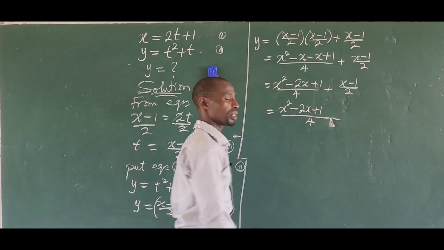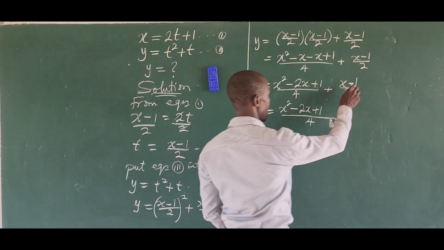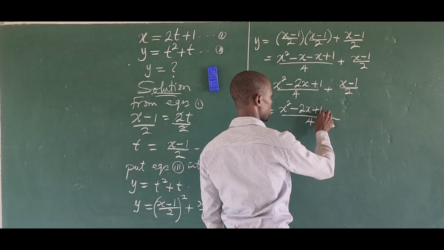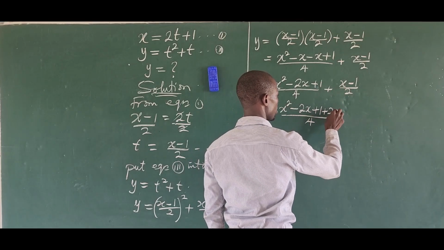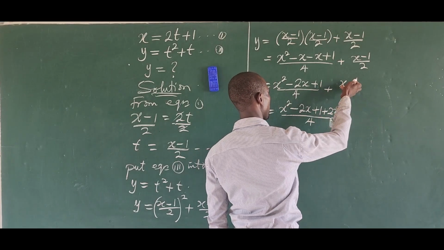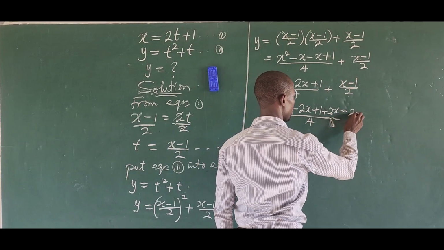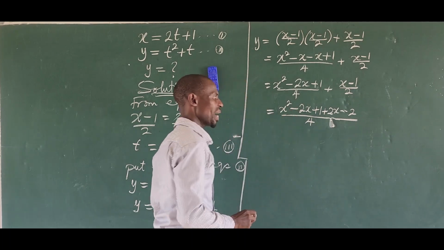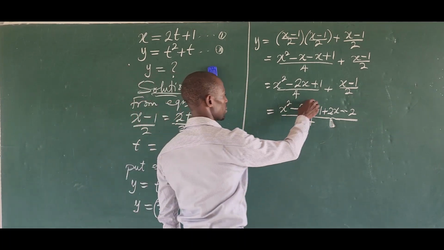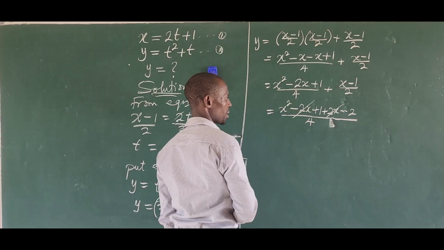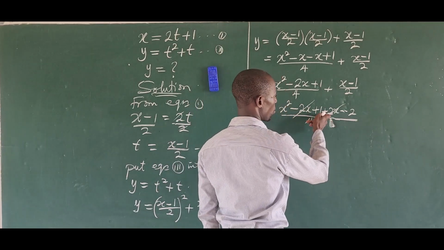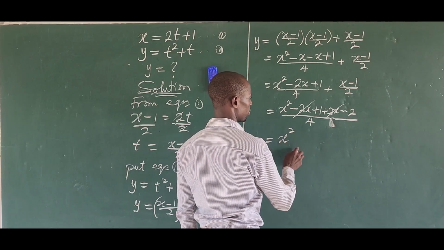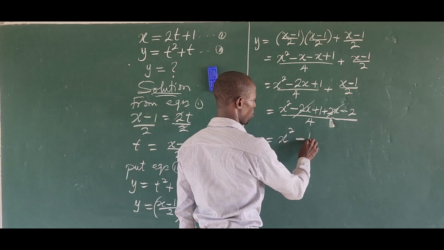Then 2 into 4 will give us 2. We use 2 to multiply everything in the numerator. So 2 times x will give us plus 2x, then 2 times minus 1 will give us minus 2. What you observe here is that we have minus 2x plus 2x, so this and this leave the system. We're now having plus 1 minus 2. So we can simplify this to give us x to the power of 2, then minus 1, all over 4.